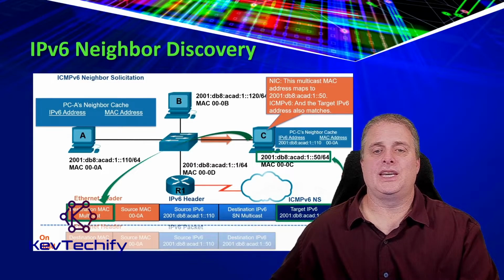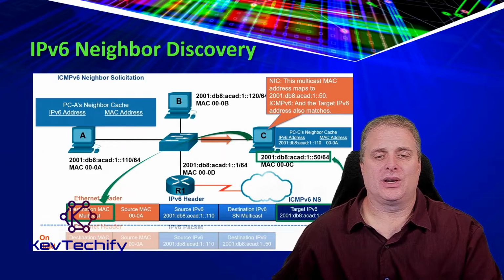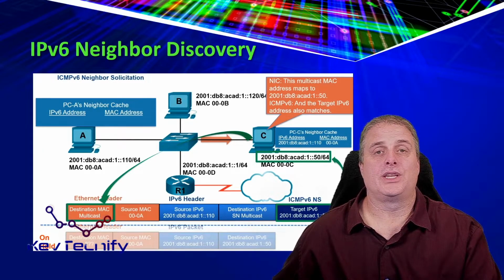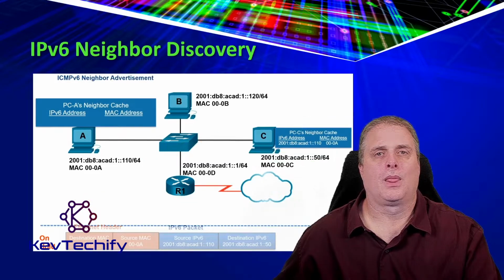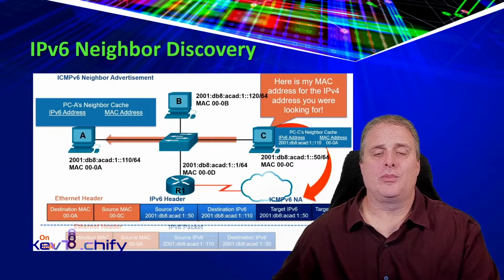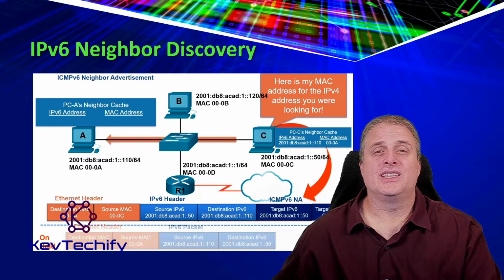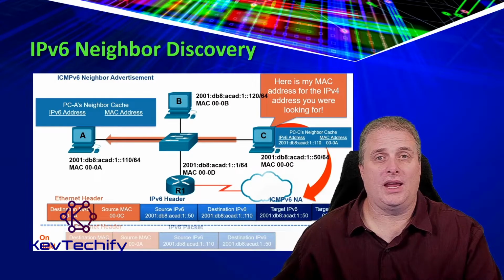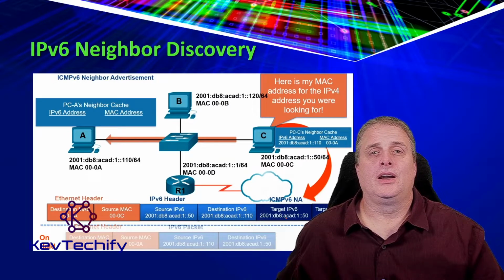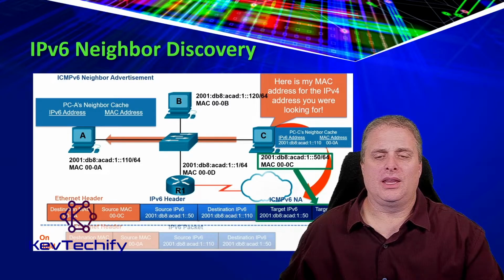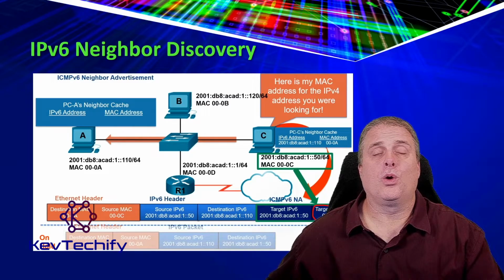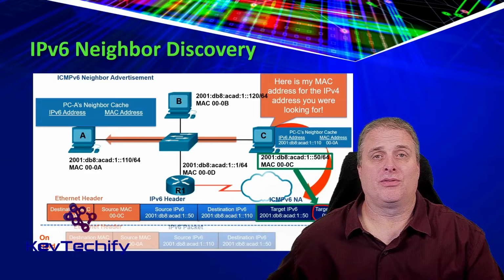Before replying, host C adds the IPv6 address and the MAC address for host A into its own neighbor cache, thereby letting it return a neighbor advertisement message to host A. Host C replies with an ICMP version 6 neighbor advertisement sent as an Ethernet unicast message directly to host A. The ICMP version 6 header includes the IP version 6 address, which host A already knew, and it includes the MAC address for host C. This target MAC address of host C, that's what host A was requesting to complete its IP packet encapsulation.